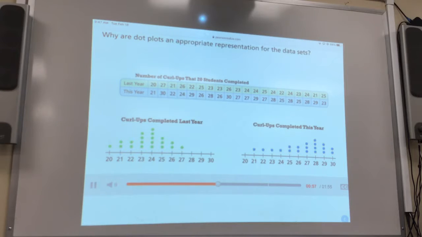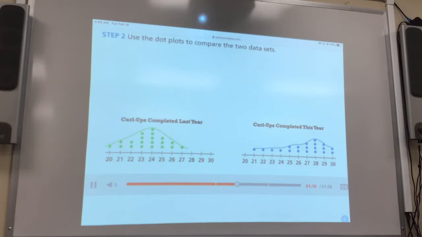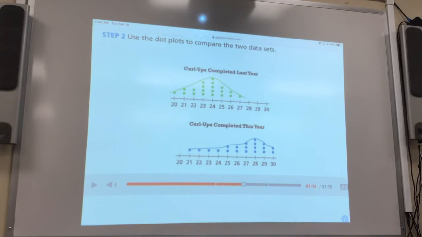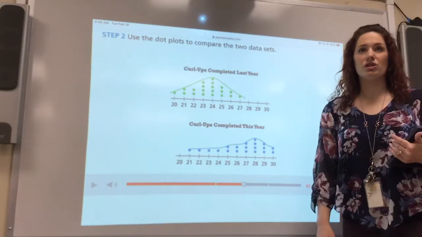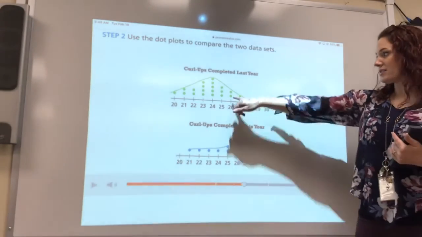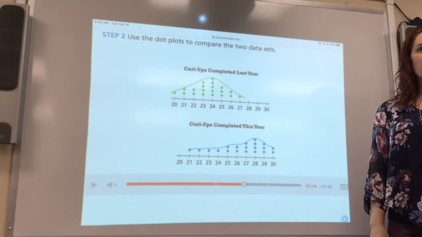Dot plots show the distribution or shape of the data, and they suggest the center of the data and ways to measure the center. Now, let's use the dot plots to compare the two data sets. Okay, what can you guys tell me for comparison? What can you tell me about just looking at these? This is last year, this is this year. Give me some general inferences.